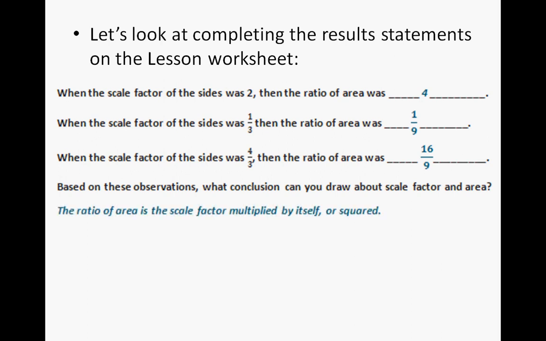Well, the ratio of the area is the scale factor multiplied by itself, or squared. So 2 squared is 4, 1/3 squared is 1/9, and 4/3 squared is 16/9. So if the scale factor is r, then the ratio of the area is r squared to 1.